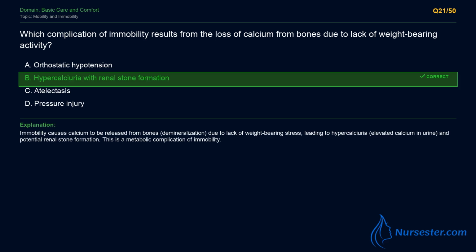The correct answer is B. Immobility causes calcium to be released from bones, demineralization, due to lack of weight-bearing stress, leading to hypercalciuria, elevated calcium in urine, and potential renal stone formation. This is a metabolic complication of immobility.